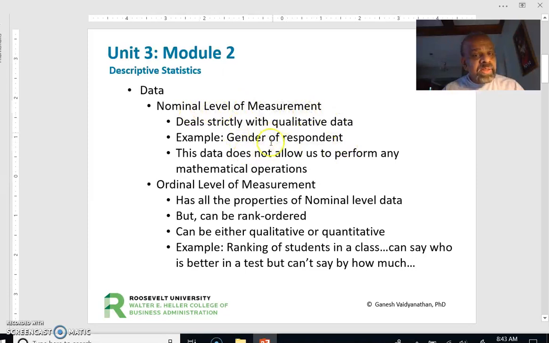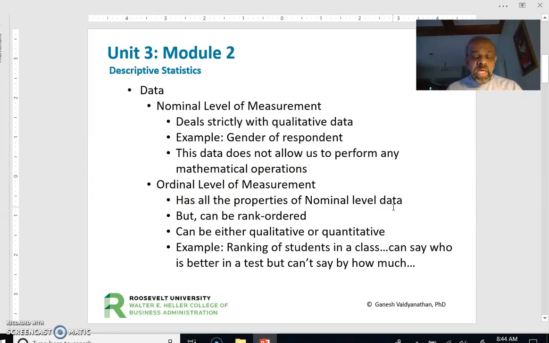Now I can say that he or she, which is a gender, is a nominal level. Male or female is nominal level. Yes or no is also a nominal level because it is just text. How many people said yes, how many people said no, that becomes nominal level. Ordinal level can be ranked.